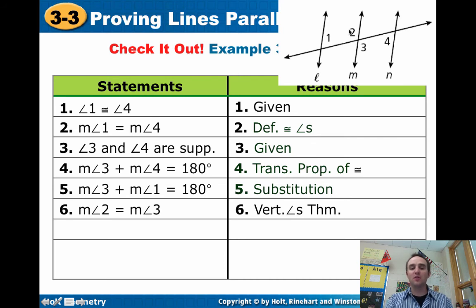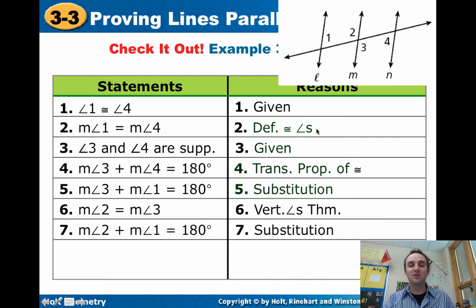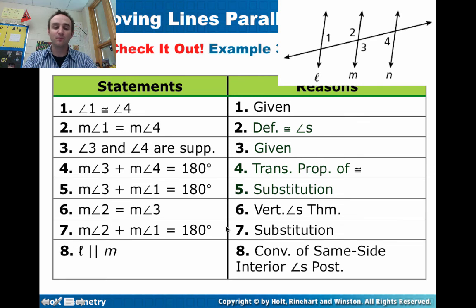So if we say 2 is equal to 3 because of vertical, now we can substitute again. We can substitute the 2 in for the 3. So now we have 2 plus 1 is 180. Since 2 plus 1 is 180, now we have converse of same side interior, and L is parallel to M.